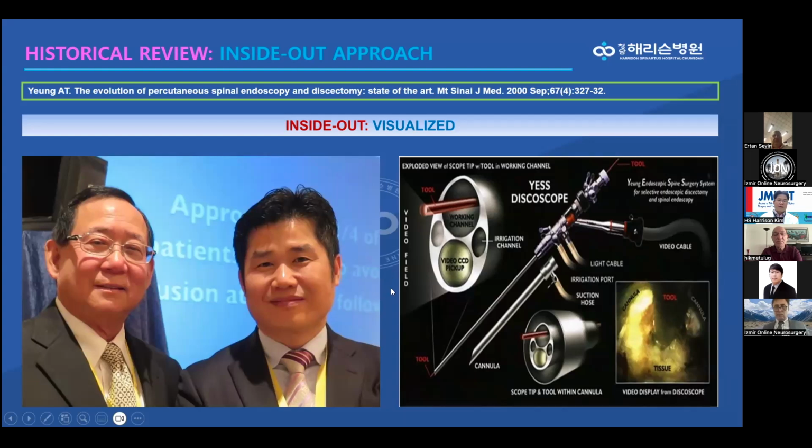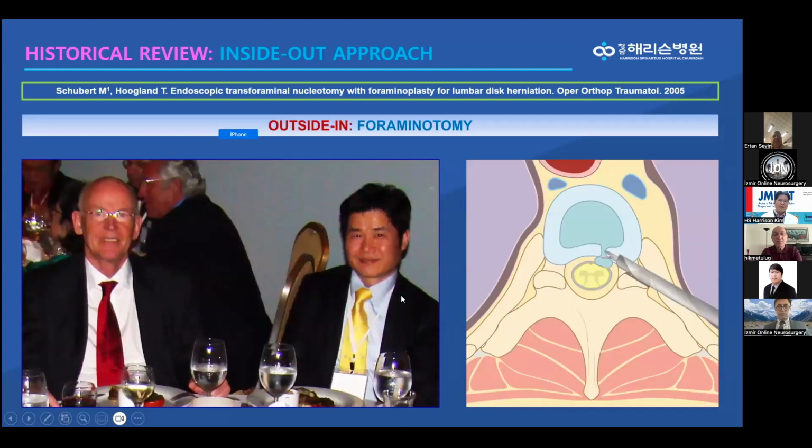To overcome this problem, Thomas Hoogland introduced the outside-in technique. This outside-in technique is basically based on foraminotomy, with blind procedures of foraminotomy. Because of that, after the outside-in technique was introduced, the transforaminal approach developed much more.